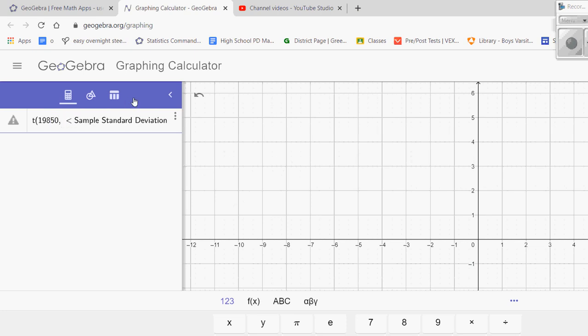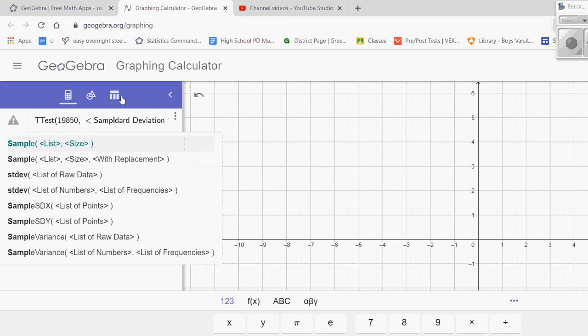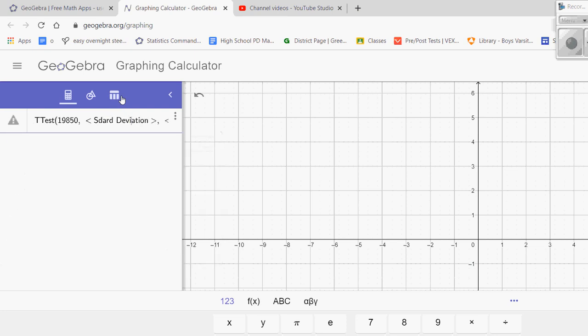19,850. My sample standard deviation was 1084. My sample size, it's kind of a pain here sometimes to type this in, was 14.